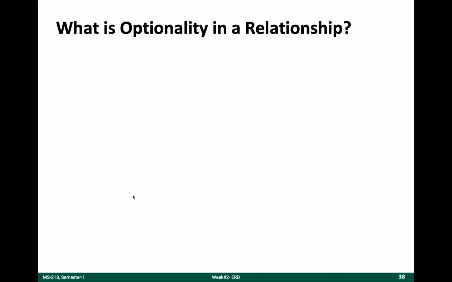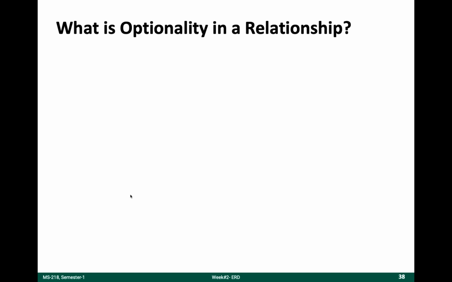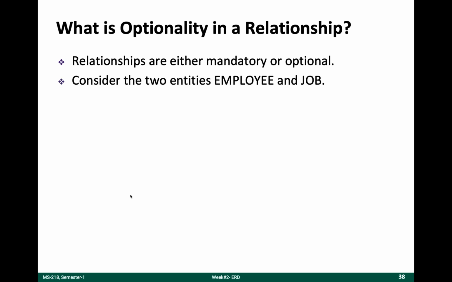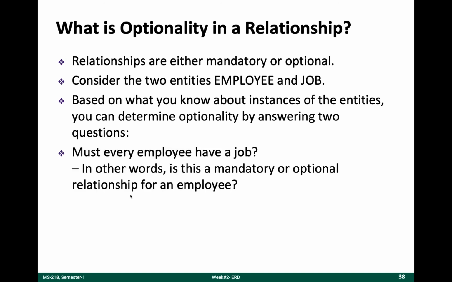So what is optionality in a relationship? Okay. Relationships are either mandatory or optional. Consider the two entities, employee and job. Based on what you know about instances of the entities, you can determine optionality by answering two questions. Must every employee have a job? In other words, is this a mandatory or optional relationship for an employee? Okay. So must every job be assigned to an employee?